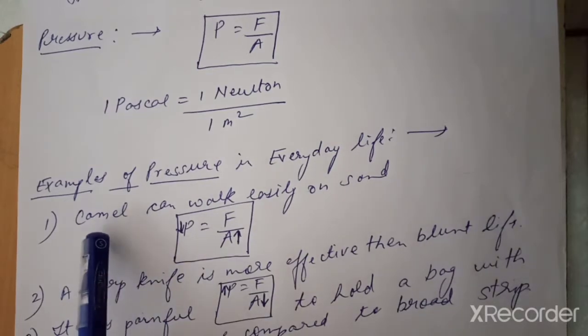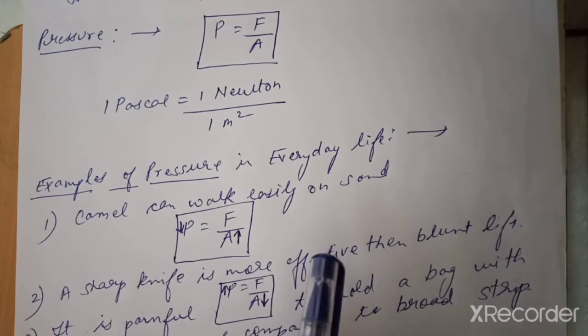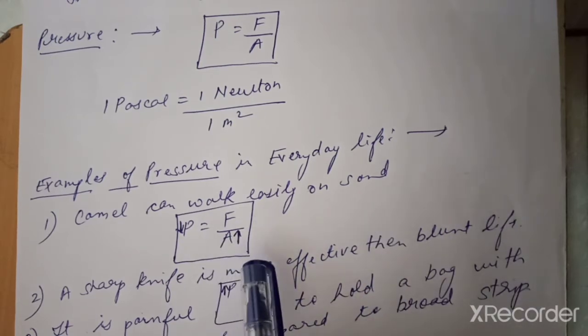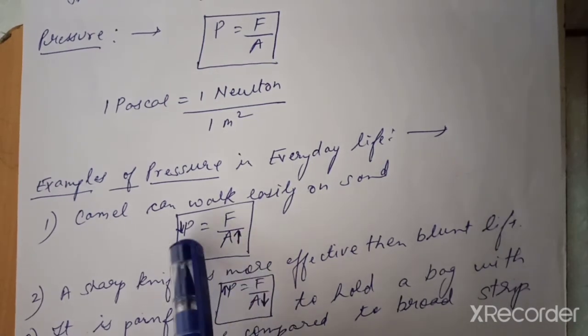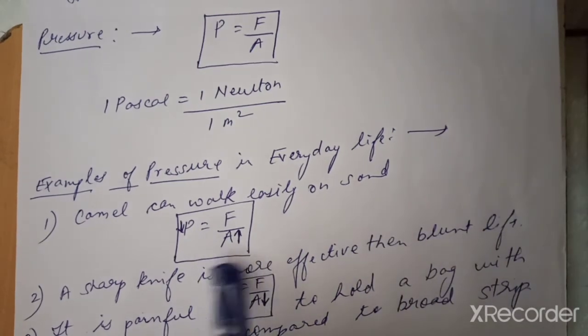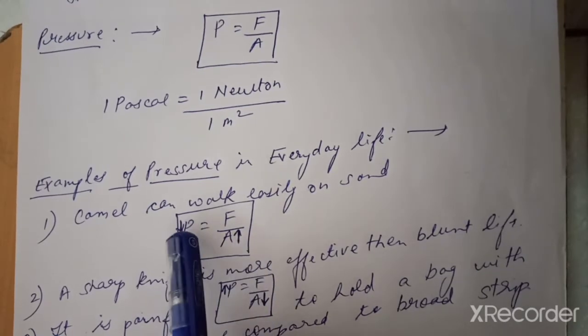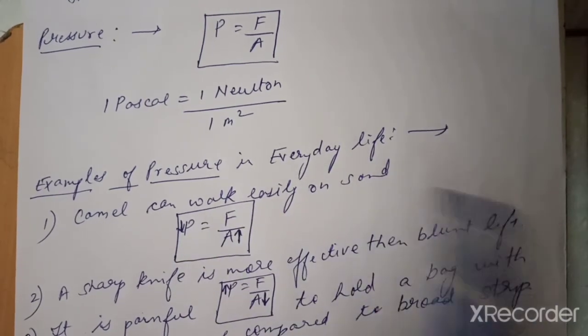Now what are the examples of pressure in everyday life? The first is that the camel can easily walk on sand. If we see the feet of the animal, why are they able to walk on sand? Because the area of their pads with which they are walking is more. When the area is more, the pressure exerted on the ground will be less. That is why the camel can easily walk on the sand.